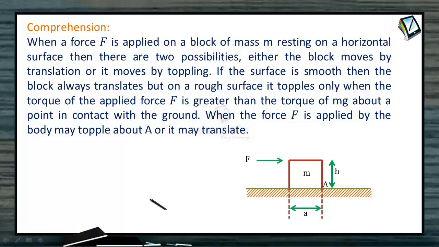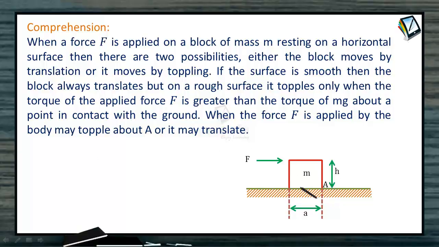Comprehension. When a force F is applied on a block of mass m resting on a horizontal surface, there are two possibilities. Either the block moves by translation or it moves by toppling. If the surface is smooth, then the block always translates, but on a rough surface, it topples only when the torque of the applied force F is greater than the torque of mg about a point in contact with the ground. When the force F is applied, the body may topple about A or it may translate.